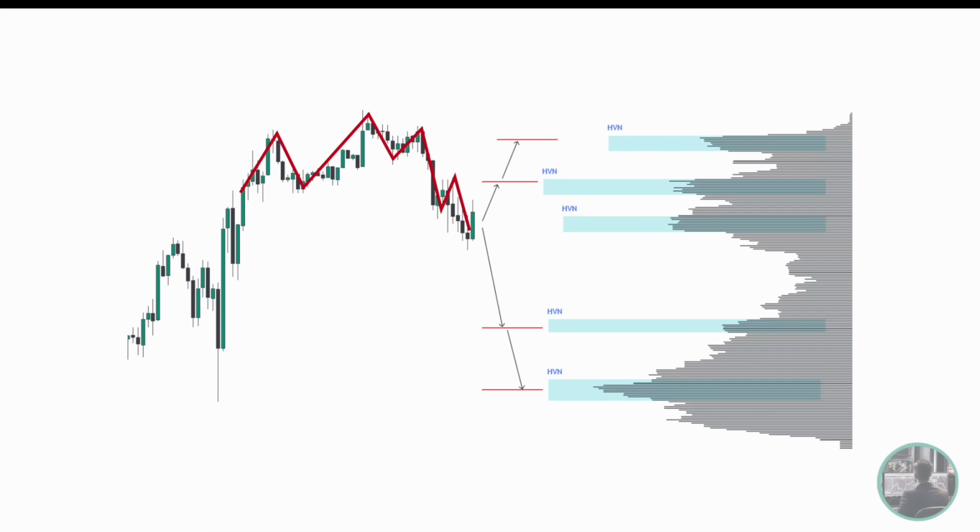The market can't stay here forever. It needs liquidity. And when it can't find enough of it up here, it's going to go looking for it down there, at the next HVN where orders are waiting to be filled. So now the path becomes obvious.